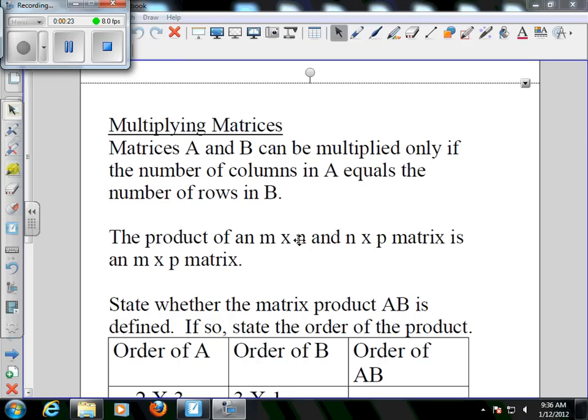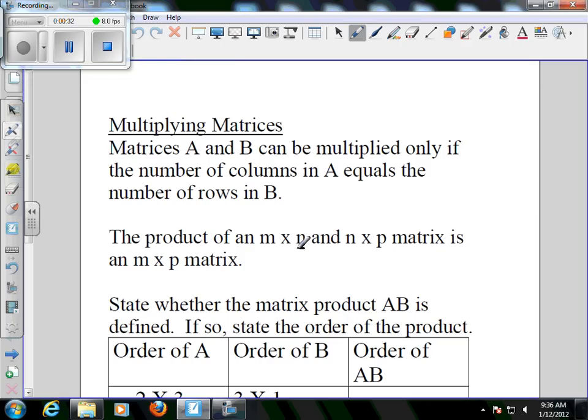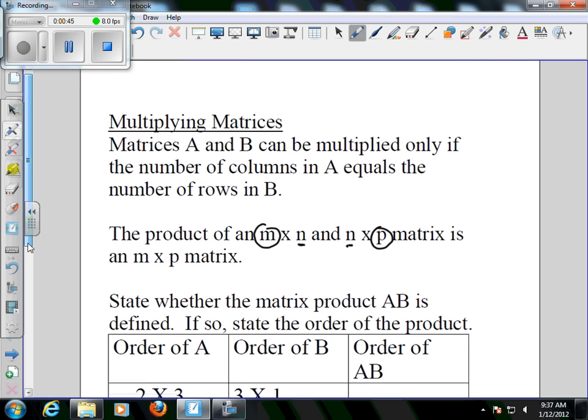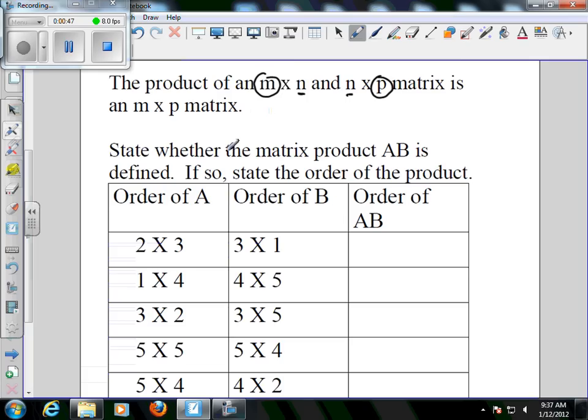So for instance, the product of an M by N matrix, remember this is number of rows by the number of columns, and an N by P matrix is equal to that of an M by P matrix, because notice the number of columns and the number of rows are identical. So basically, if they're identical, just take the end numbers and that will give you your resulting M by P matrix. So let's continue. Let's take a look at this chart.